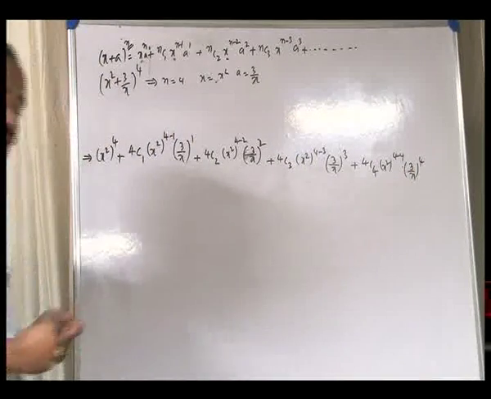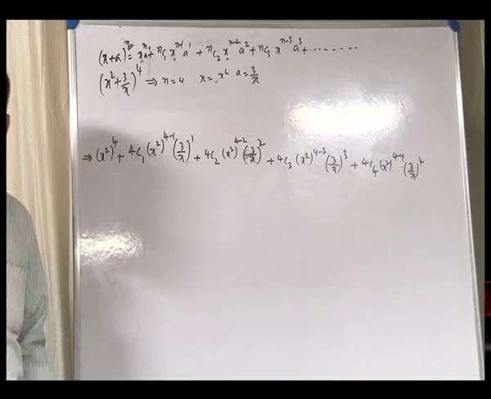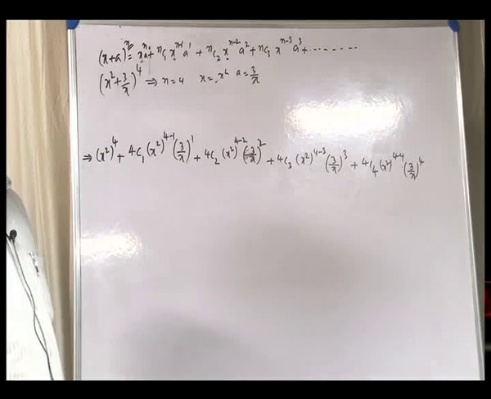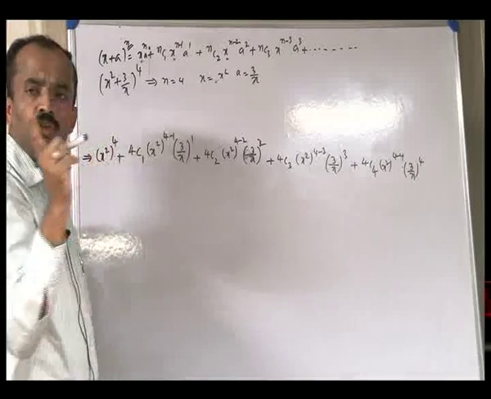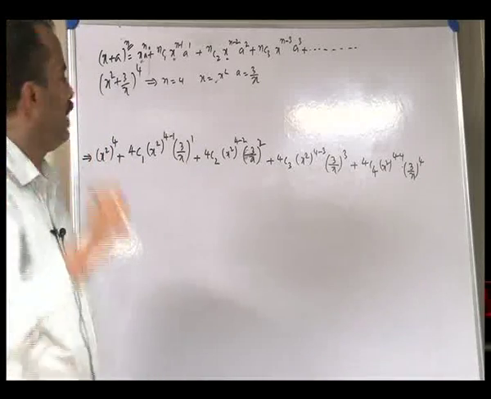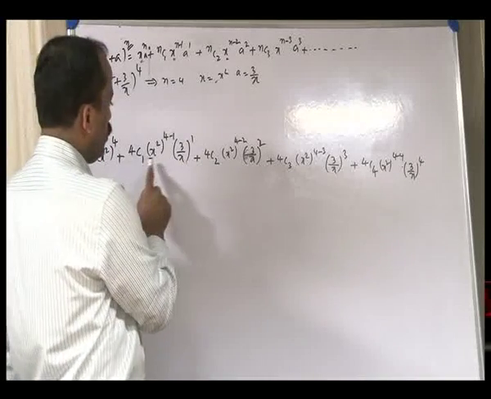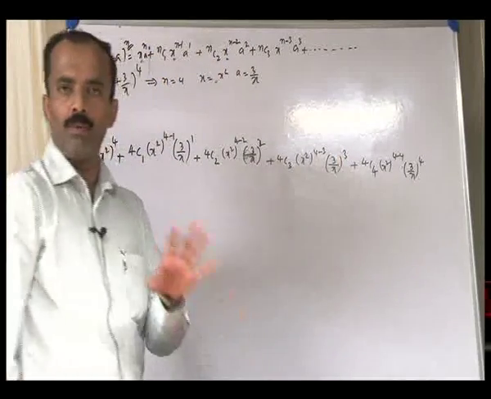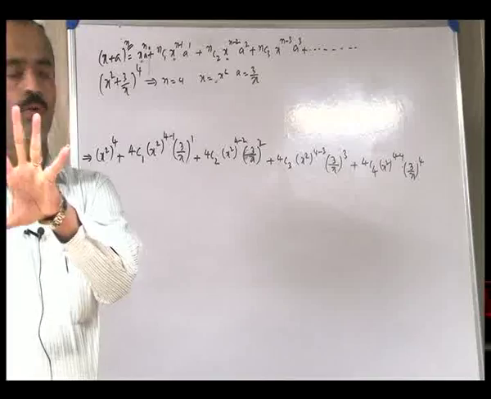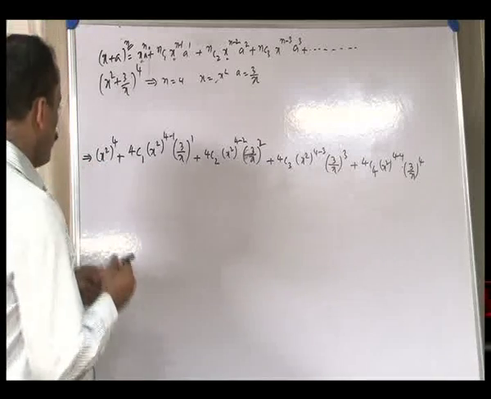See, what I told in the previous lecture is, the number of terms in the expansion is n plus 1. Suppose the power is 4, the total number of terms should be 5. See, 1, 2, 3, 4, 5. If the power is 4, the total terms is 5. Now you simplify.